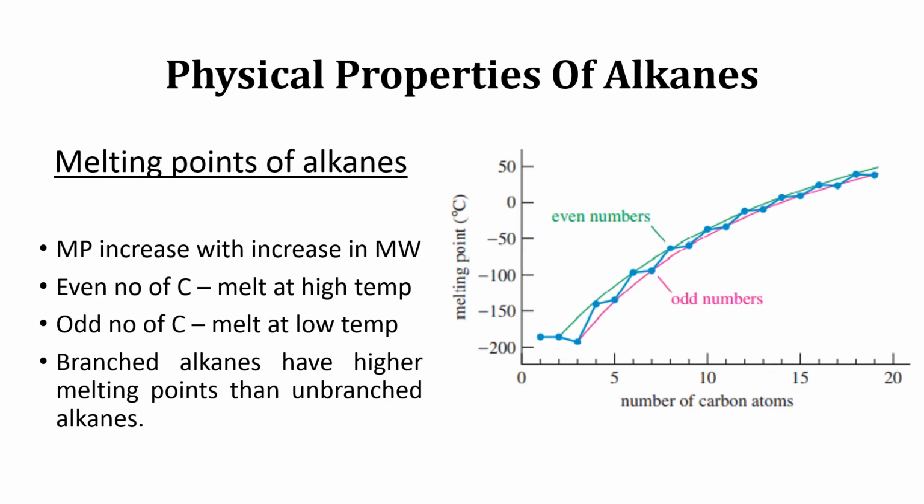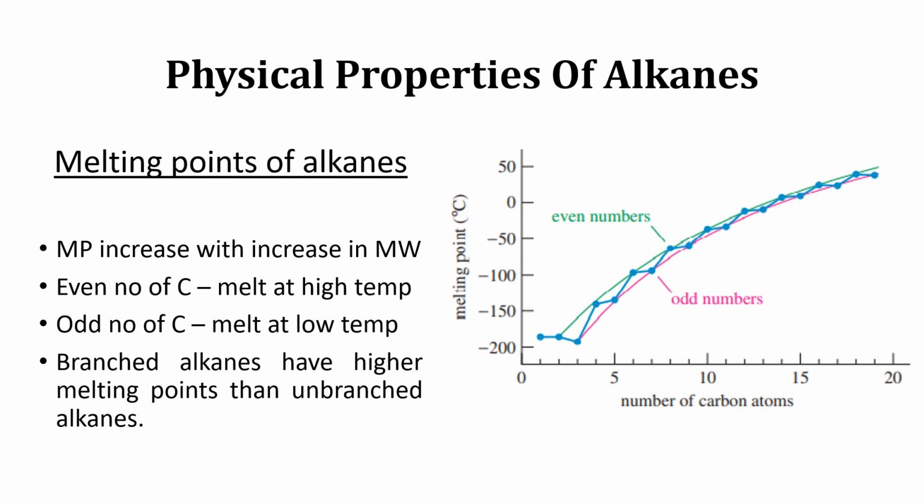Next we have the melting points of alkanes. The blue line in the figure is a graph of melting points of n-alkanes. Like their boiling points, the melting point increases with increasing molecular weight. The melting point graph is not smooth, however. Alkanes with an even number of carbon atoms pack better in a solid structure, so higher temperatures are needed to melt them. Alkanes with an odd number of carbon atoms do not pack well and they melt at a lower temperature.